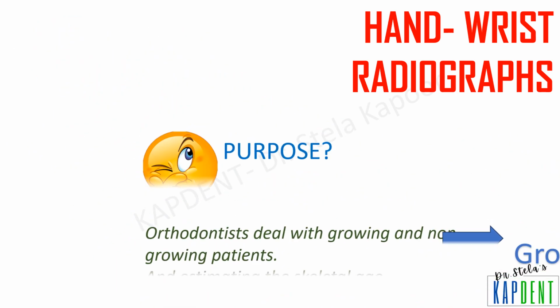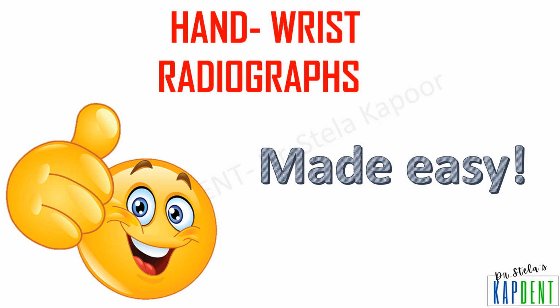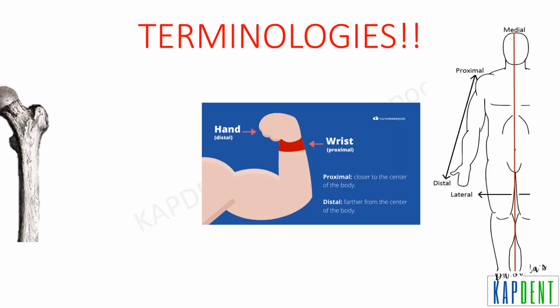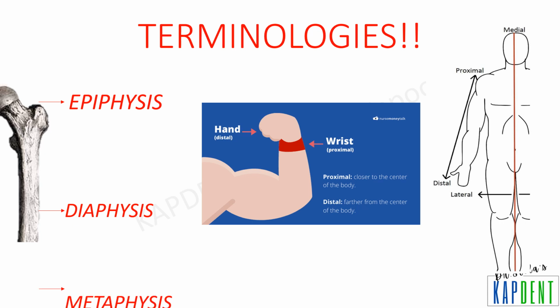So without further ado, let's dive into the hand and wrist radiographs, which is made easy for you. I would explain the basis of the assessment and the stages so that you never get perplexed about the same. Let's get some terminologies clear. A long bone very simply is divided into three segments. First is epiphysis, which is the head of the long bone. Second is the diaphysis or the shaft. And third is the metaphysis, which joins both these segments and contains the growth plate.